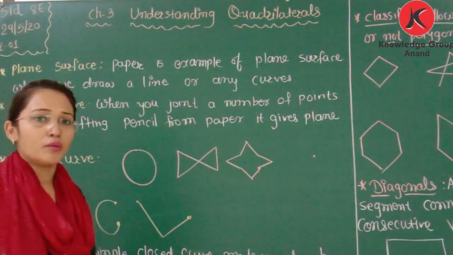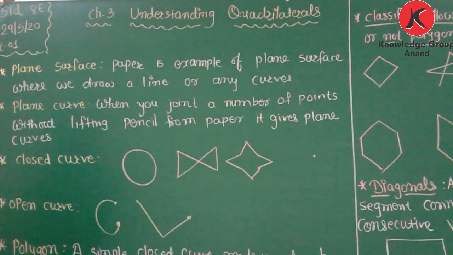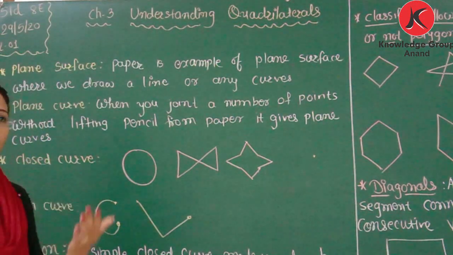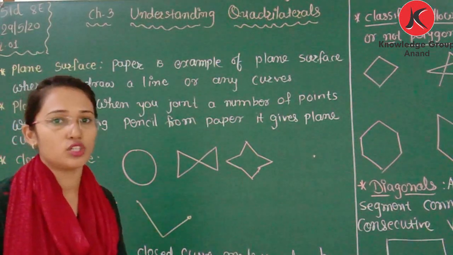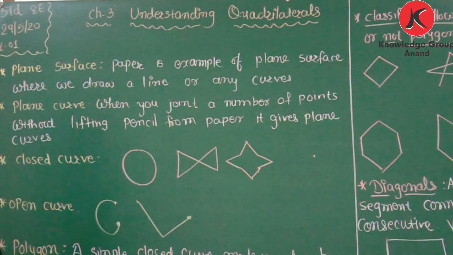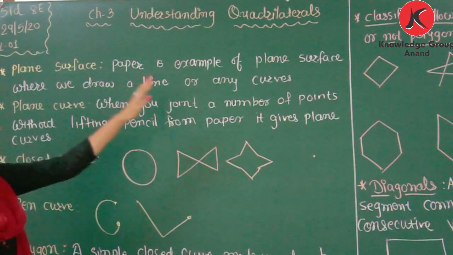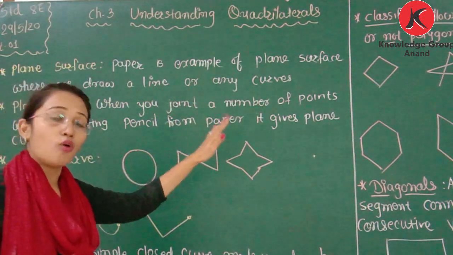Line. We learned about the triangles. Also we learned about circles, angles. Also we learned about the formation of different regular shapes, irregular shapes. Okay, that we learned previously. So what is a plane surface? A paper is an example of plane surface where we draw a line or any curve, or you can write any geometrical shape.